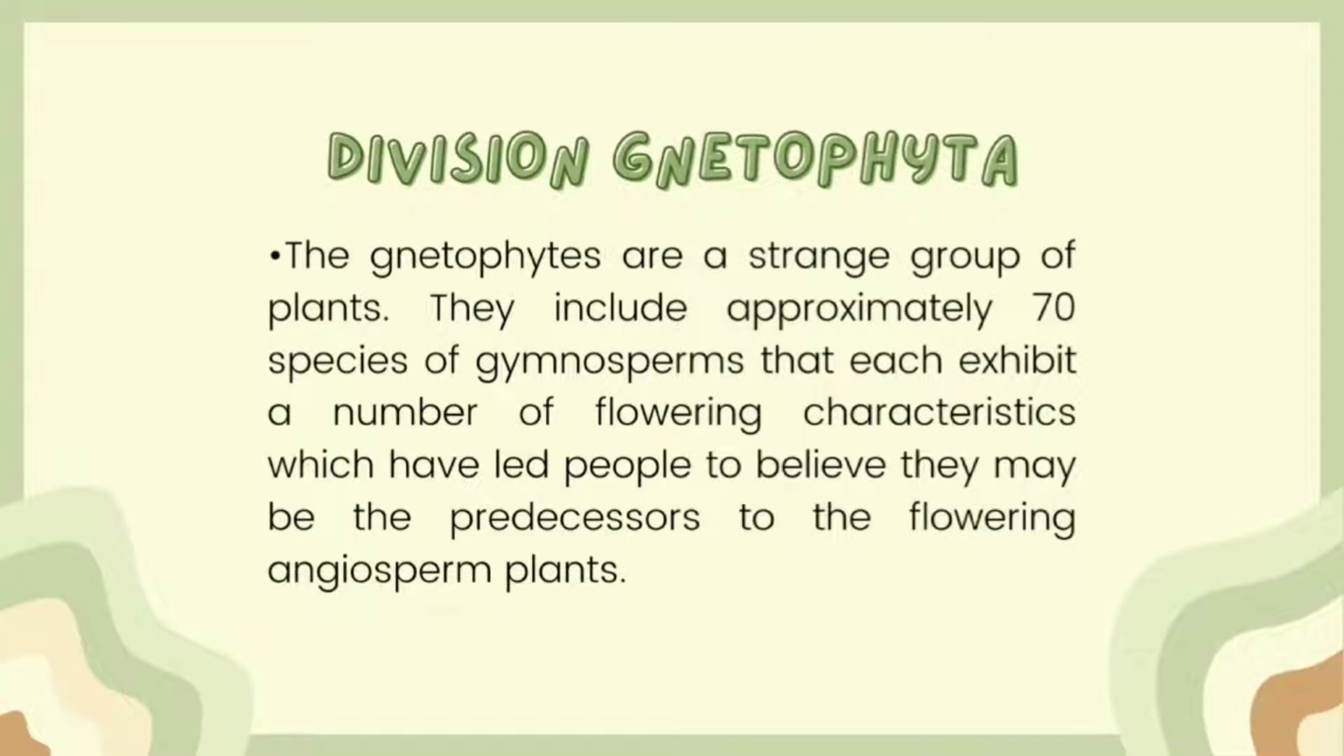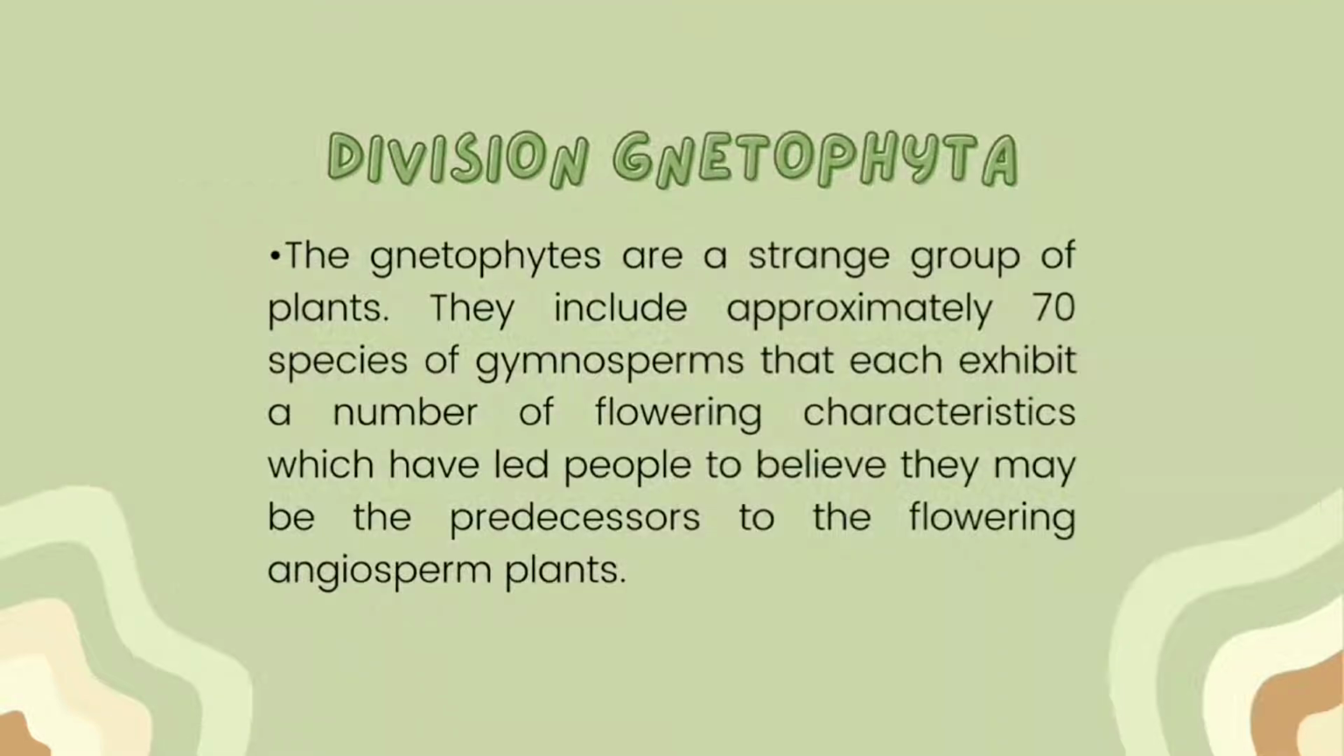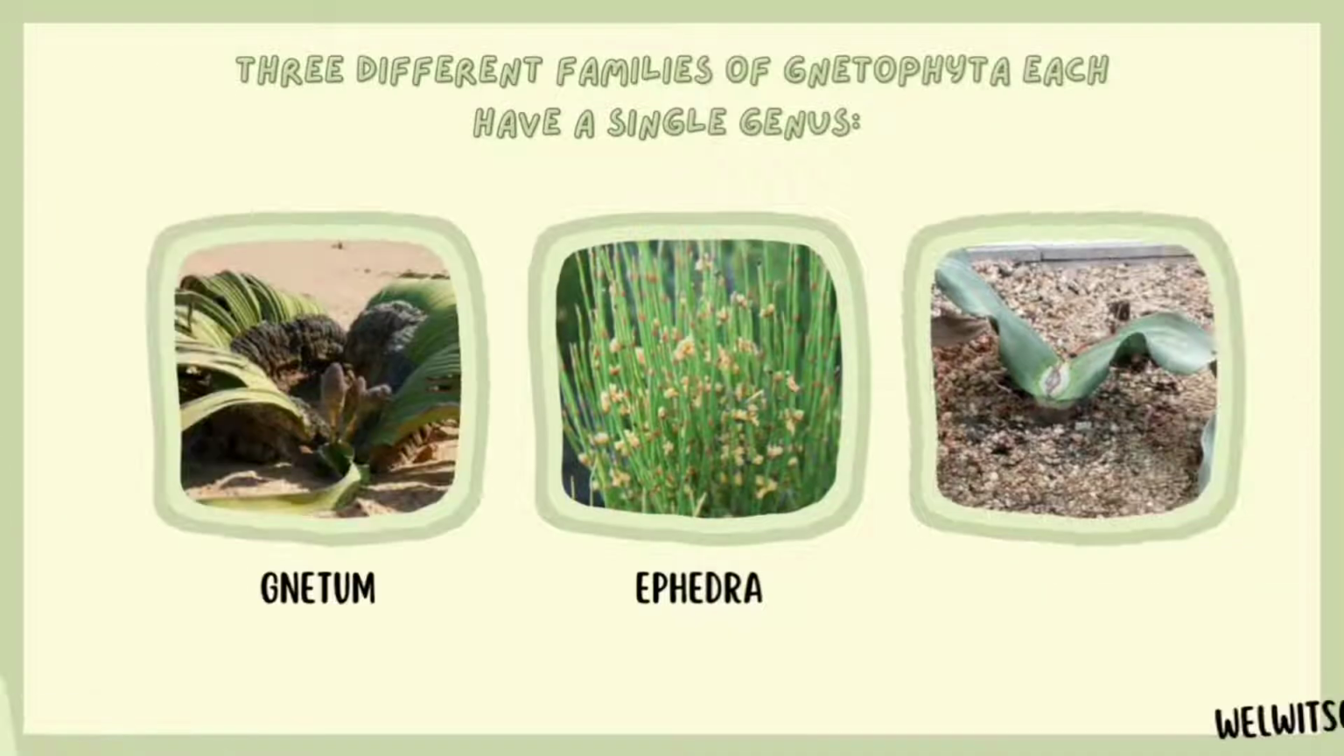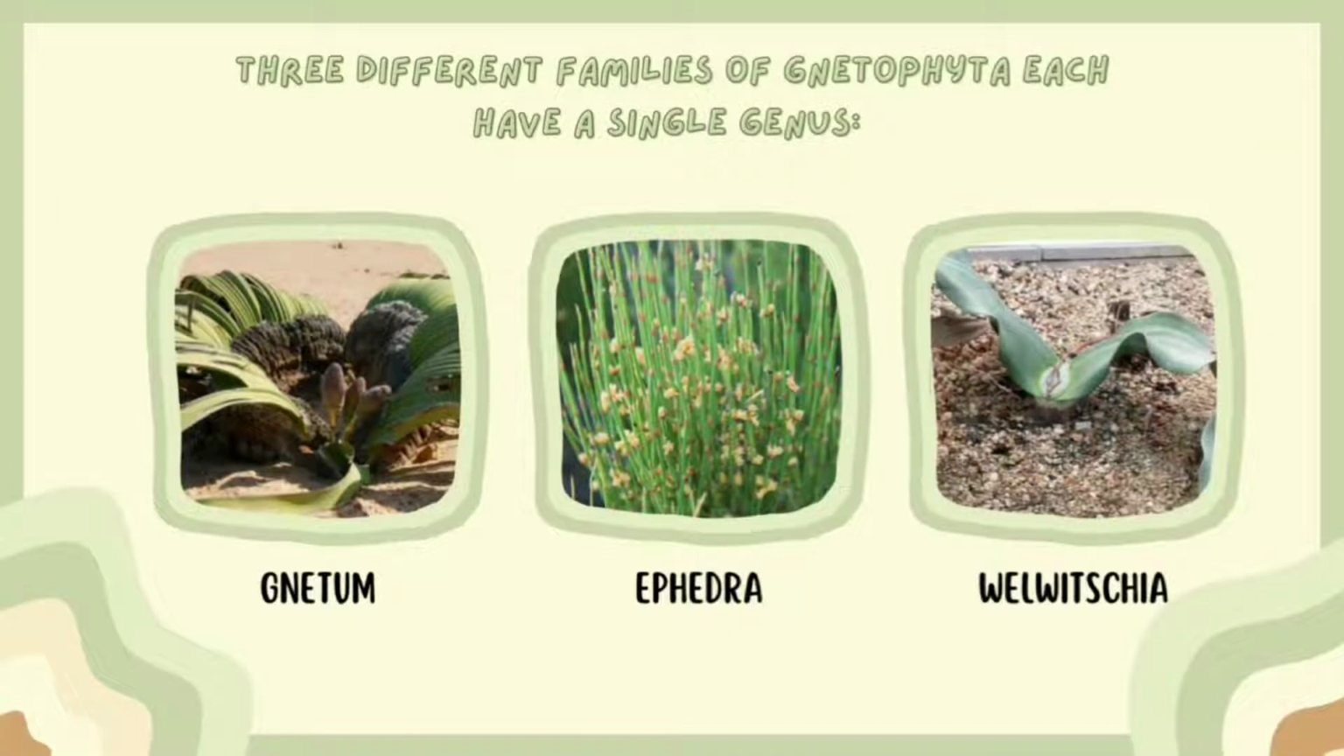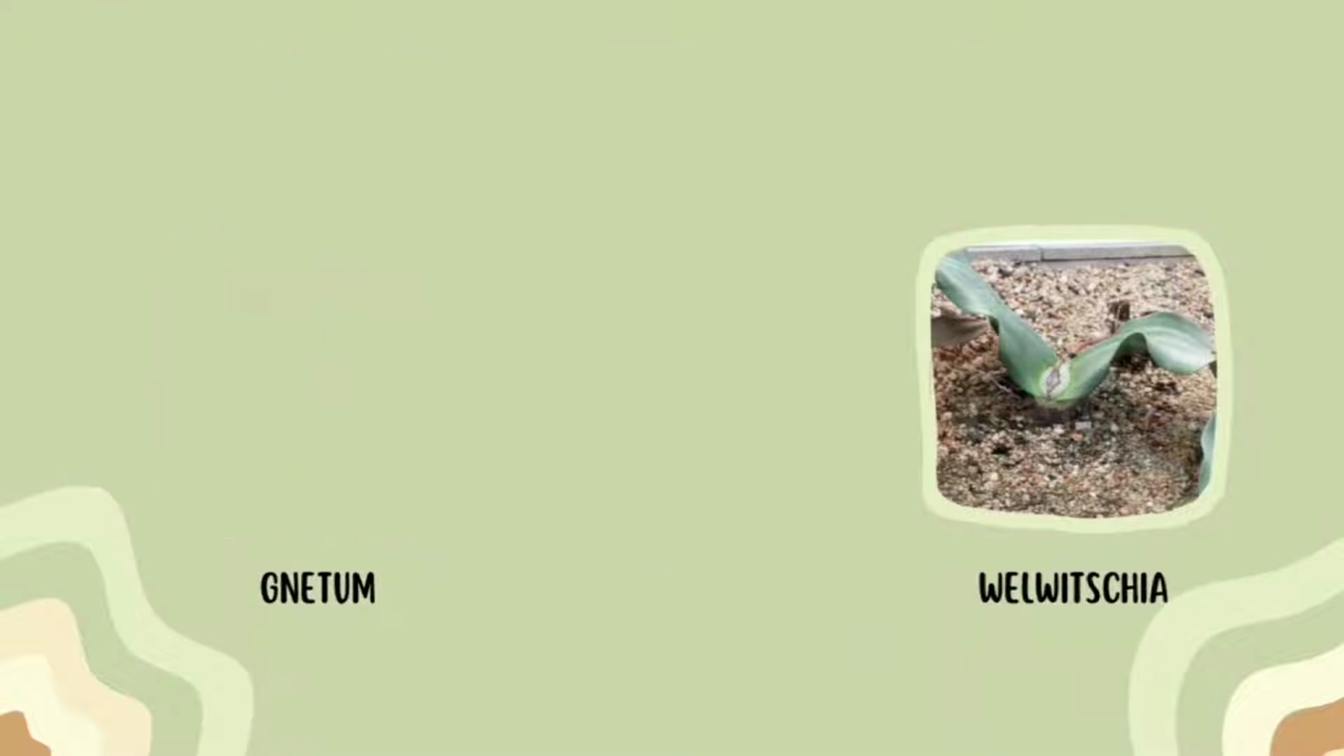Next is the division of Gnetophyta. The gnetophytes are a strange group of plants. They include approximately 70 species of gymnosperms that each exhibit a number of flowering characteristics. There are 3 different families of Gnetophyta, each having a single genus: Gnetum, Ephedra, and Welwitschia.